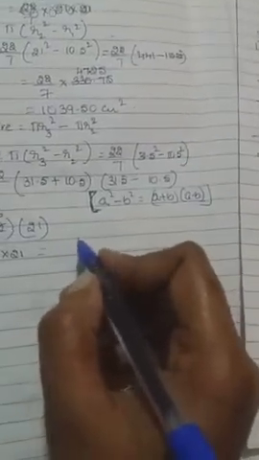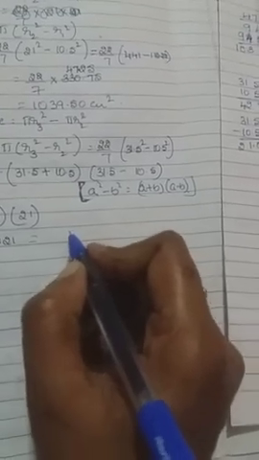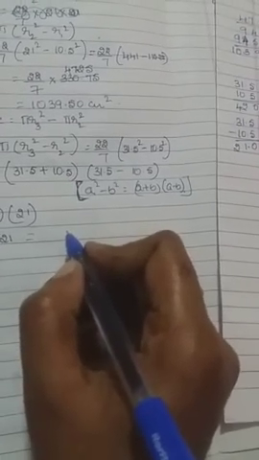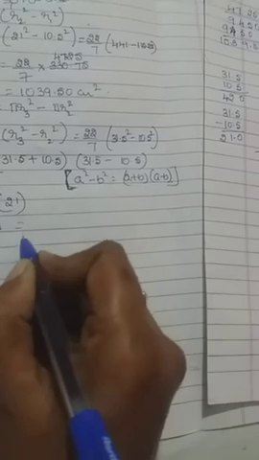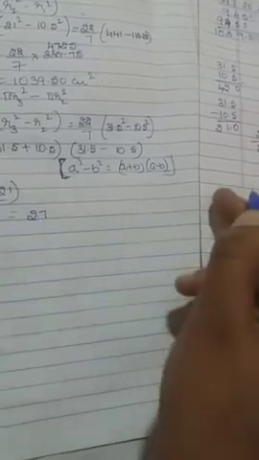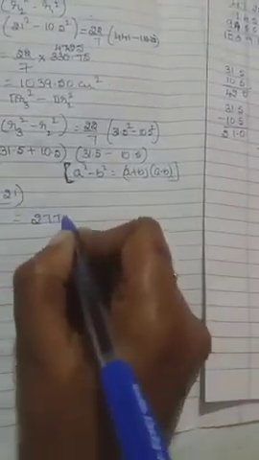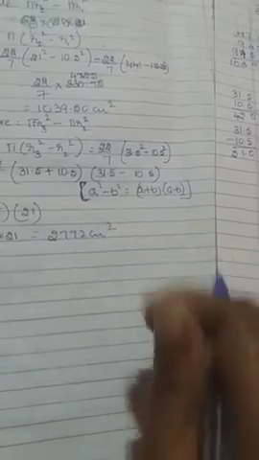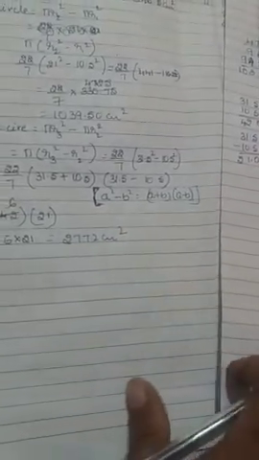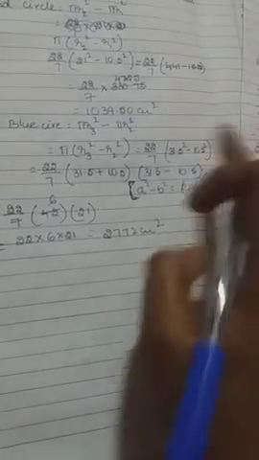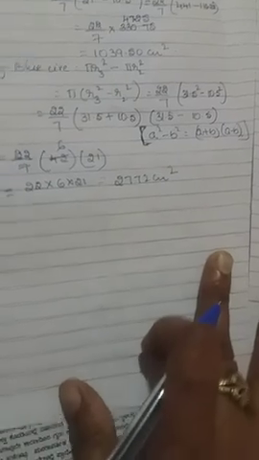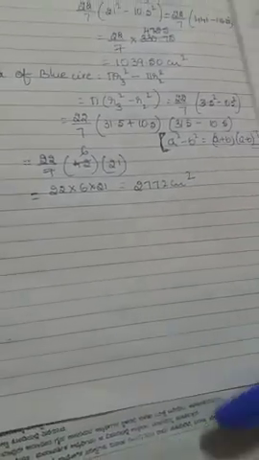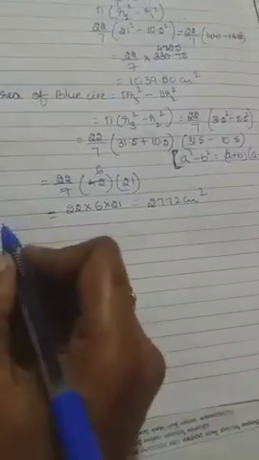That is the area of the blue circle. Keep in mind it is the area of the blue circle. So finally you got 2772 centimeter square. It's not mandatory, you can use any one formula.